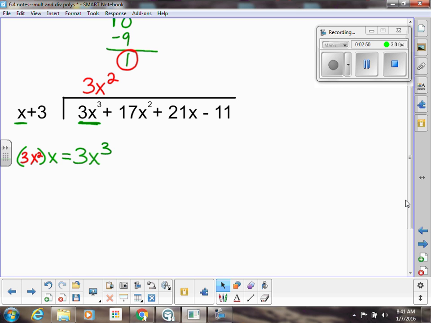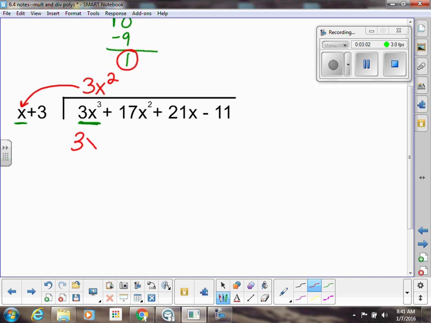And then we do that algorithm process. So I would say, okay, now I'm going to take my 3x squared and multiply by that x. So I'm going to do 3x cubed. So we know that when we multiply that, we get 3x cubed. But now I have to multiply by the rest of that polynomial in the front. So I would multiply that also by 3. So 3x squared times 3 would give me 9x squared. And then I would do the same thing that we did up in the whole numbers. I would subtract this.